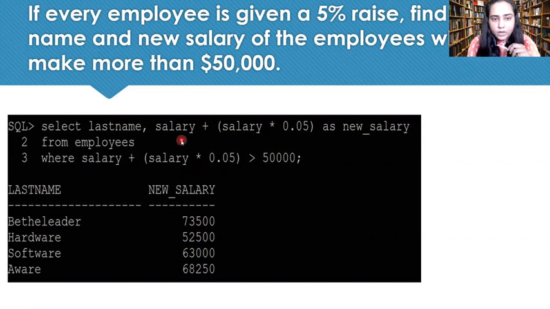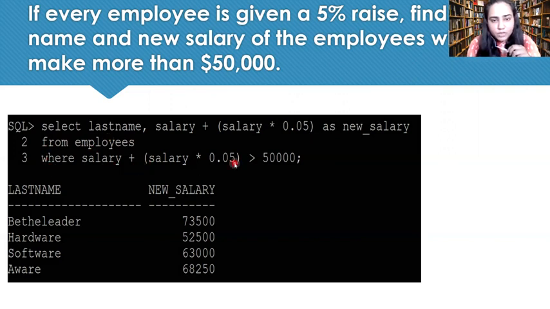And then I don't want this to be the name of my column. It doesn't look good. So I want to change it and name it as new salary. So that's why I've written here as new salary. And of course, we are getting all this data from the employees table. So we are going to mention from employees. And then we are writing where salary.